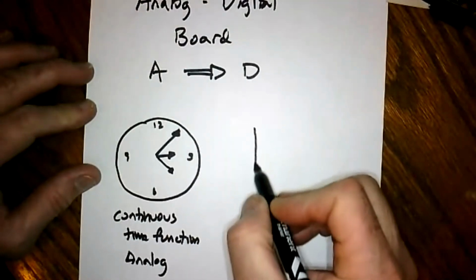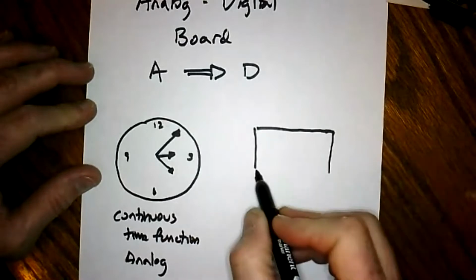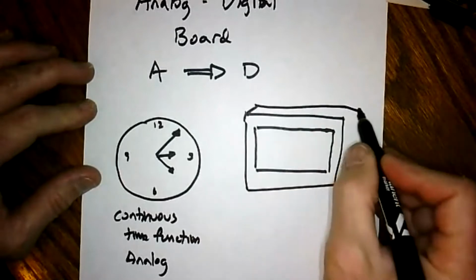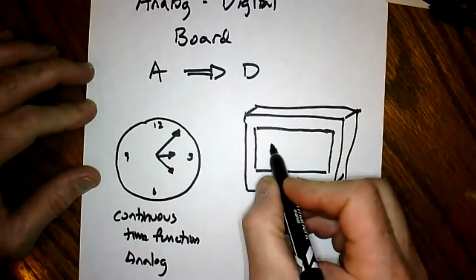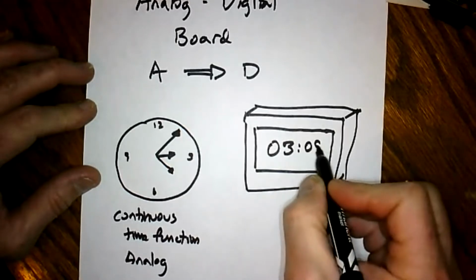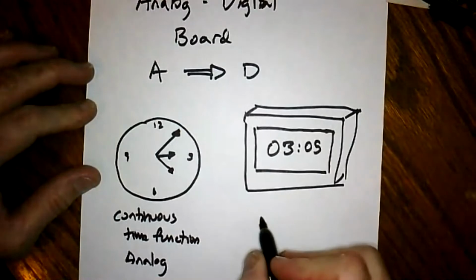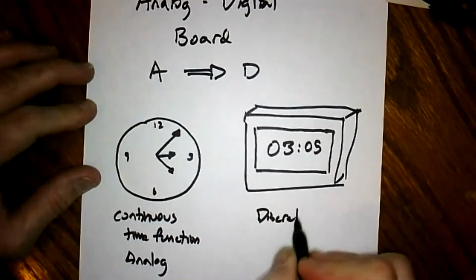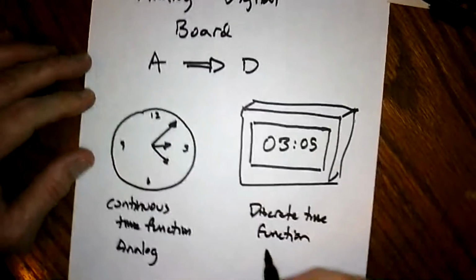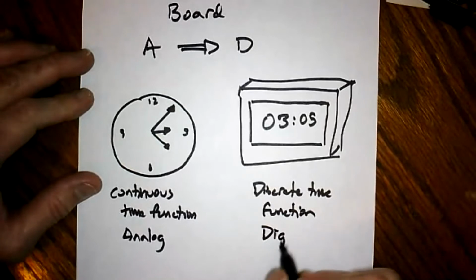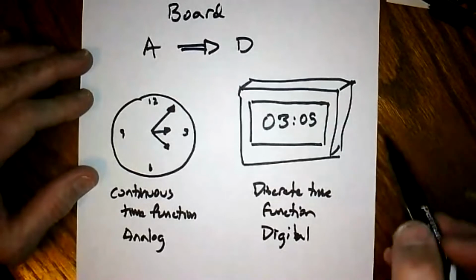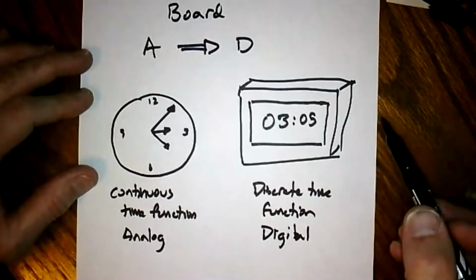Now, a digital clock is a discrete time function. So here's my digital clock. And maybe I have a time of 3:05. That's a discrete time function. It's a digital signal. 5, 6, 7, 8. There's nothing in between the 5 and the 6 on this digital signal.